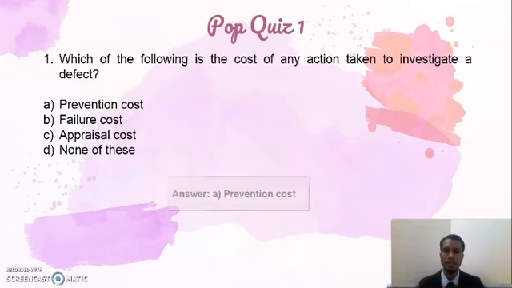The answer is prevention cause. Prevention cause is a cost incurred to prevent or avoid quality defect, while failure cause is a cost that a manufacturer incurred when product is found defect. Next is appraisal cost. Appraisal cost is most likely a customer study of costs, such as field study.